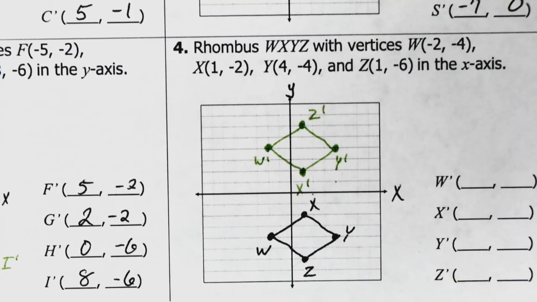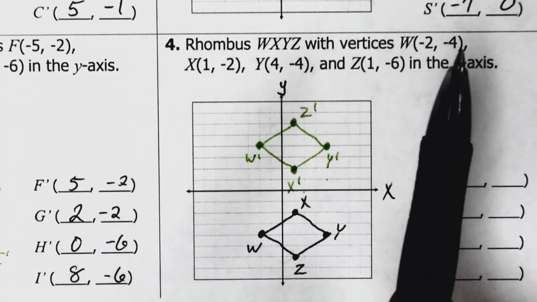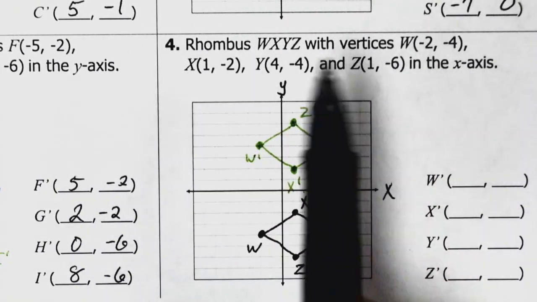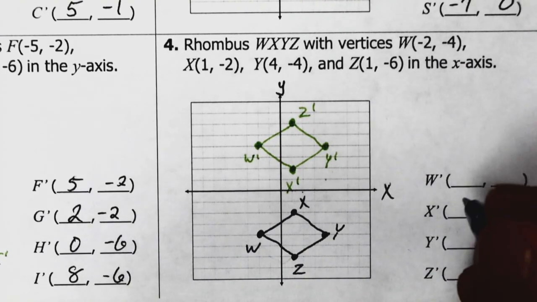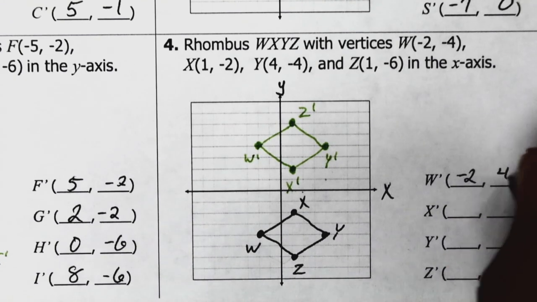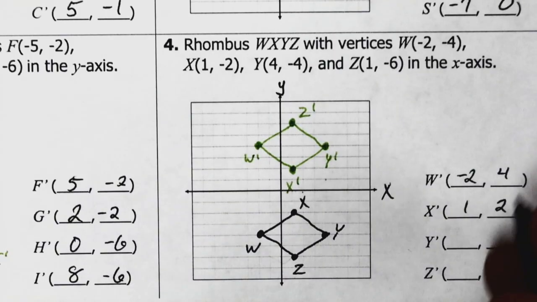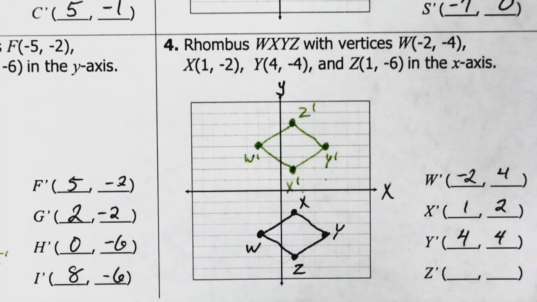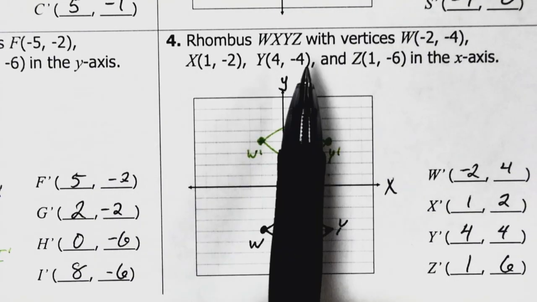So that one was easy because I didn't have to worry about the point being on the line. So of course, since we're reflecting over the x, then the x coordinate is going to stay the same, but the y's are going to change. So I'm going to have to change the signs of the y's. So w prime is negative 2, positive 4. X prime is 1, positive 2. Y is 4, 4. And z prime is 1, 6. So all we have to do is just change the signs.